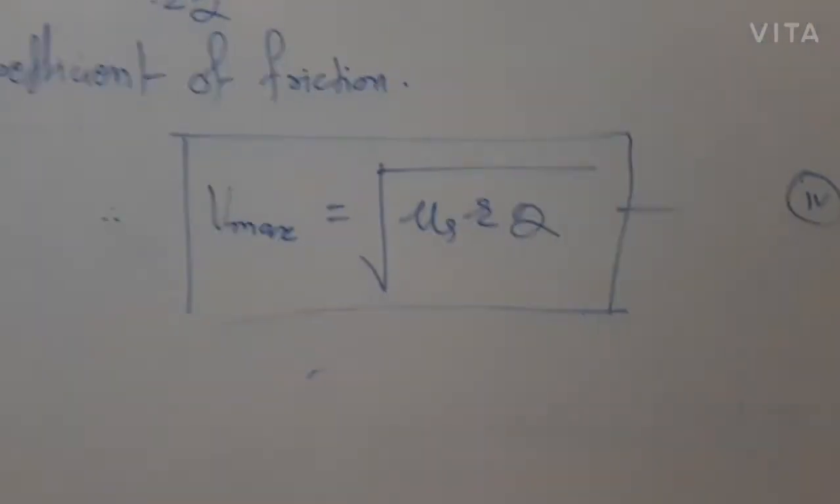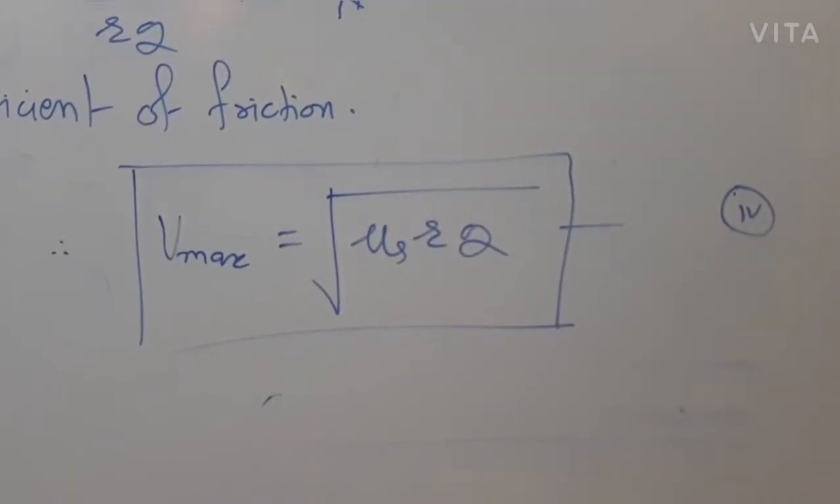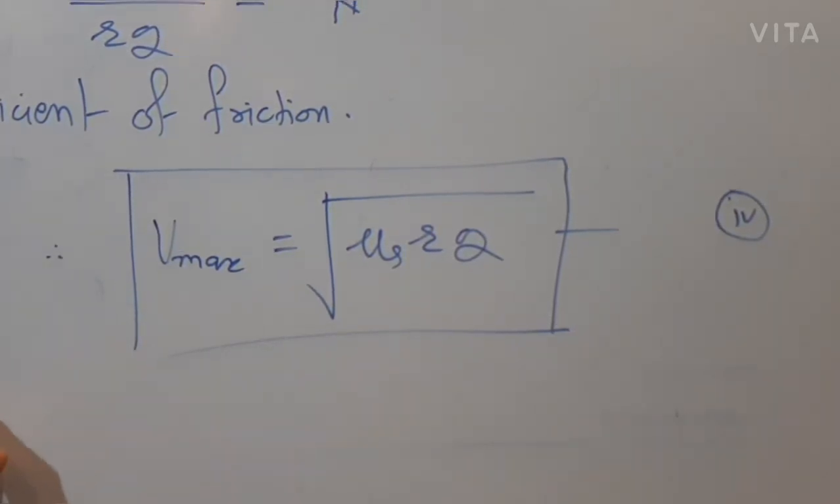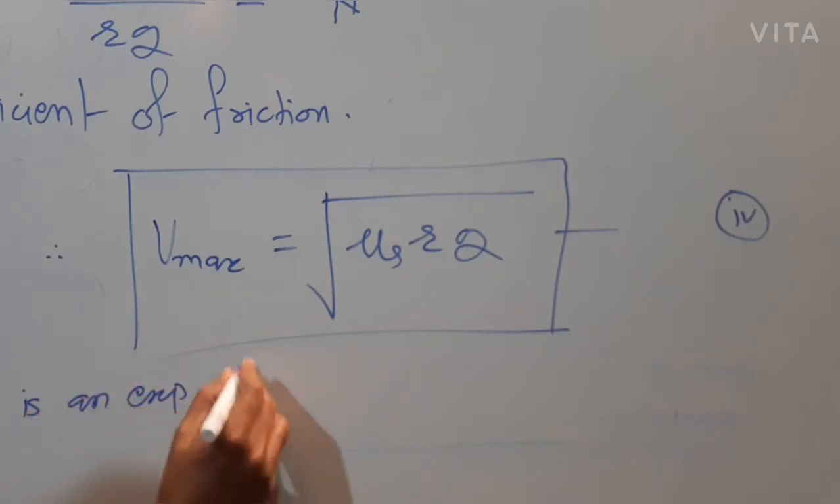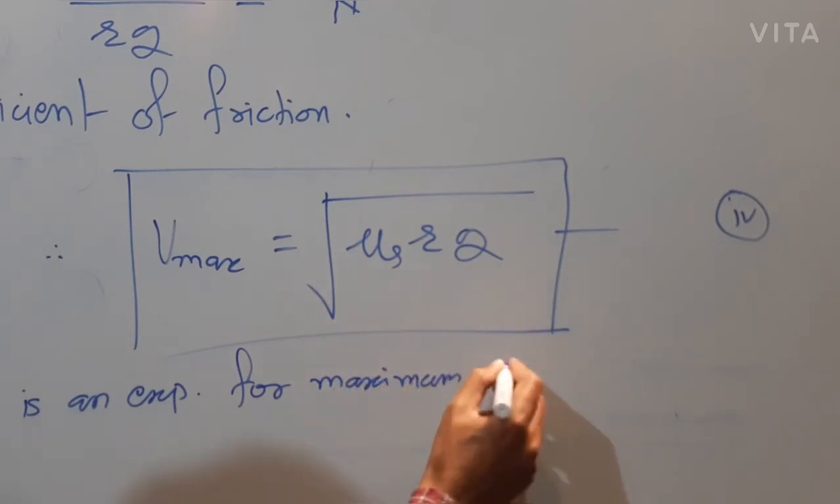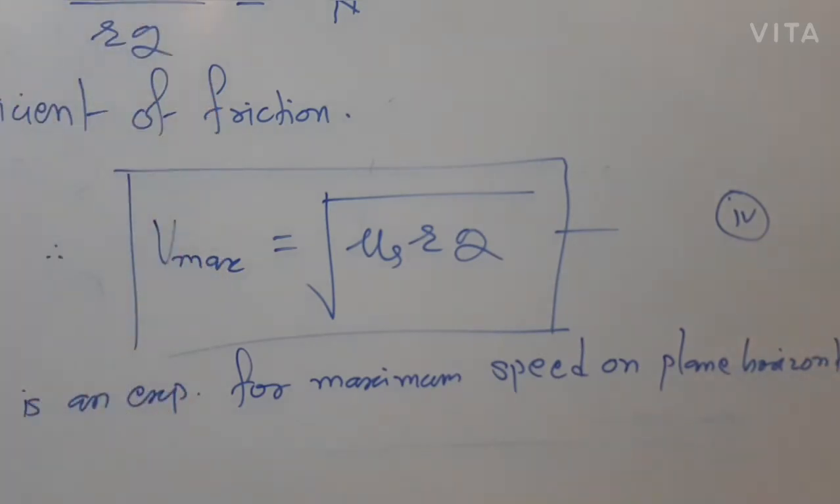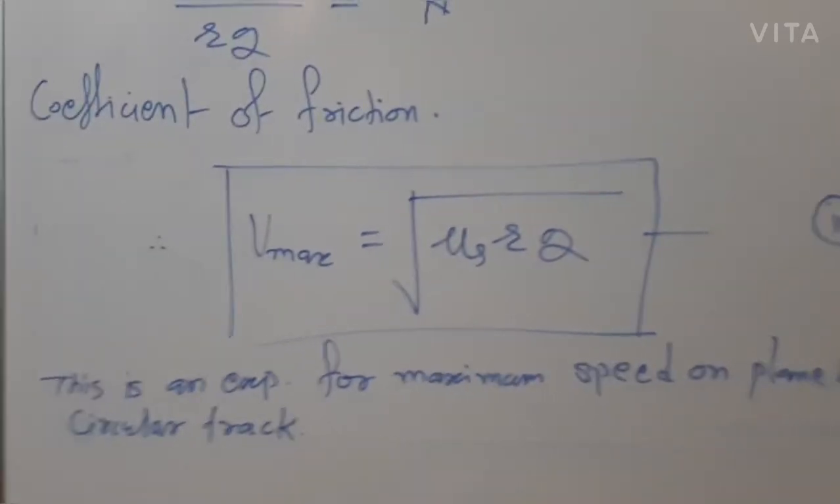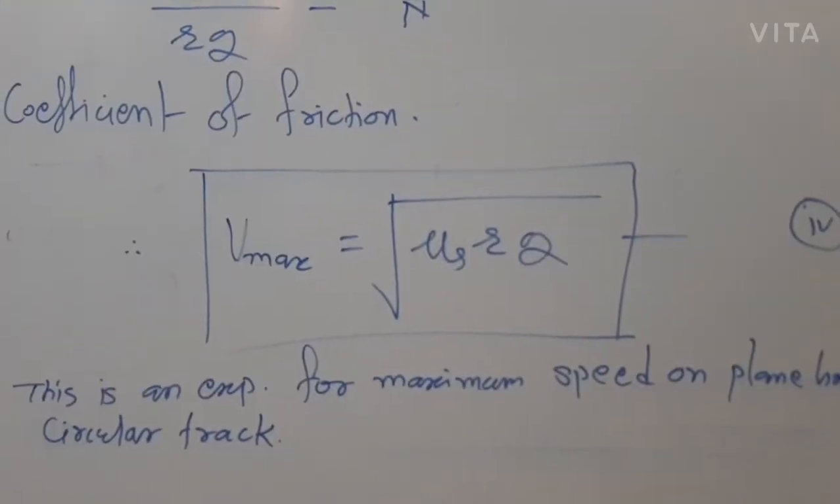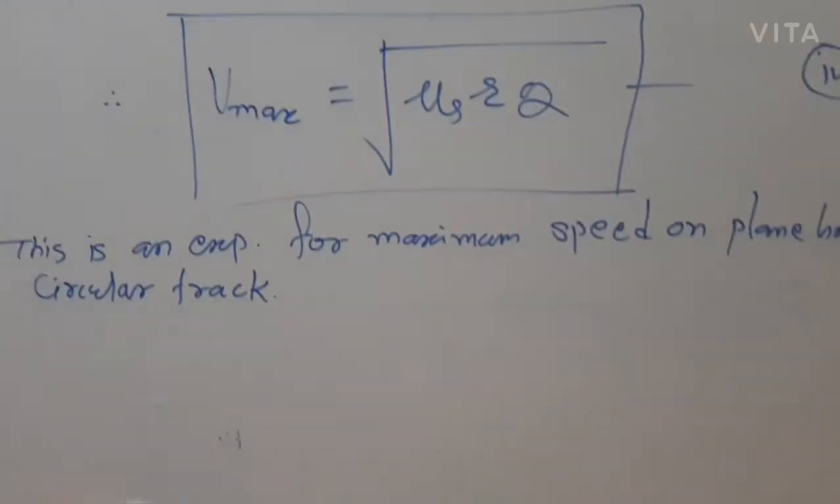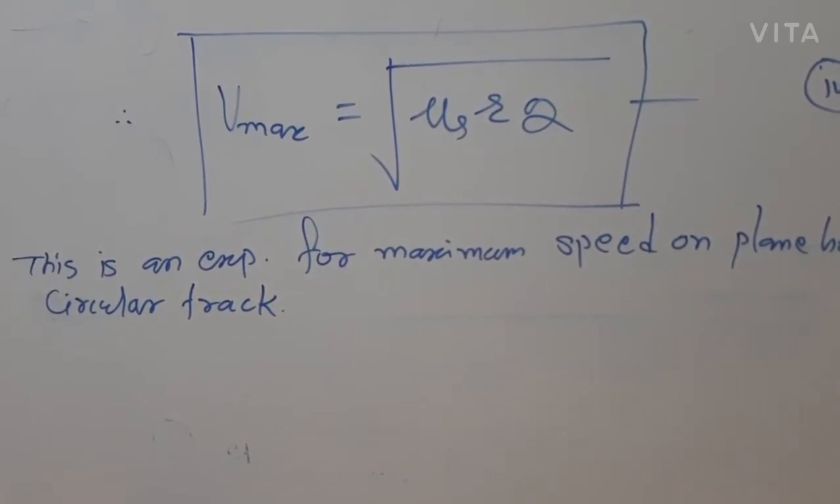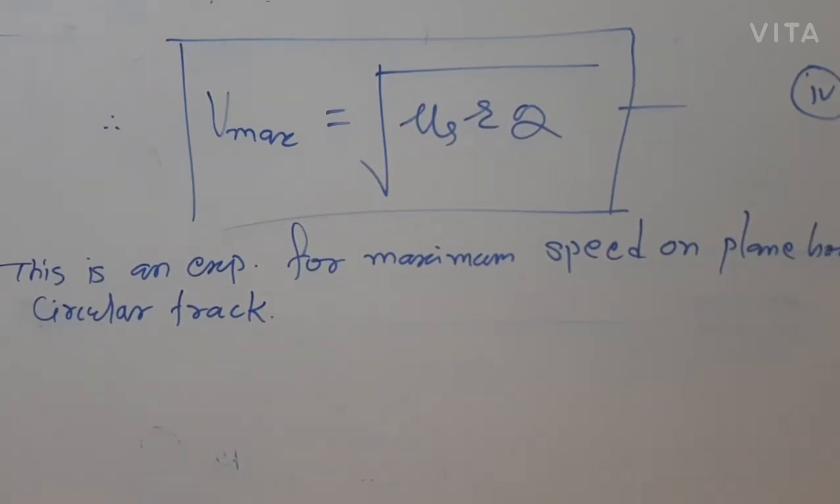So write down, this is an expression for the maximum speed on a plane horizontal circular track. In this way, we completed the first application, in which we see the important question, expression for the maximum speed on the plane horizontal circular track.